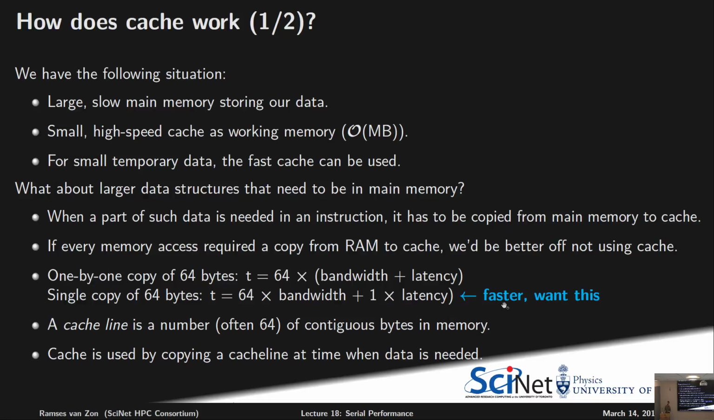Now, how does this get done? As I said, it's automatic. So it actually turns out that this always happens. You always get a cache line that's, let's say, 64 bytes of contiguous memory at a time. Whenever you try and access any byte in the main memory, it doesn't copy that one byte, it copies 64 bytes around it.